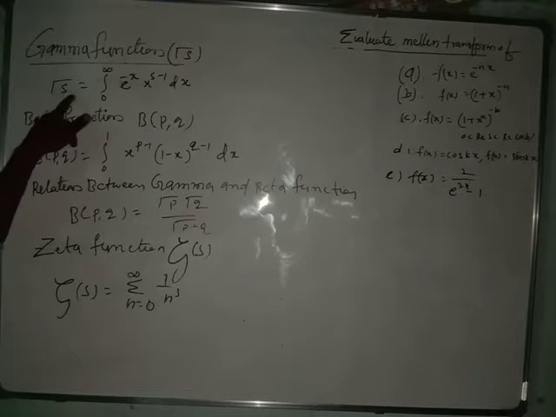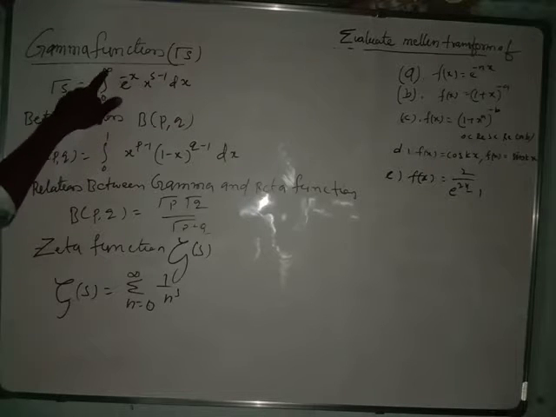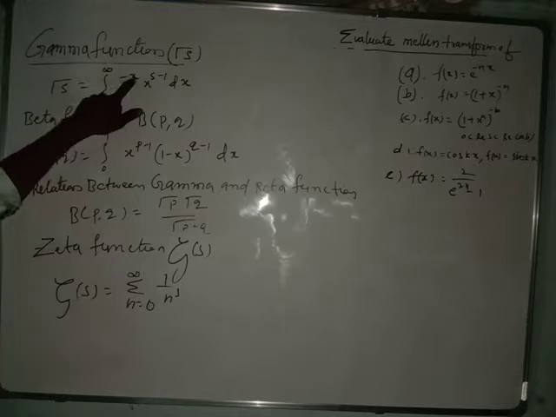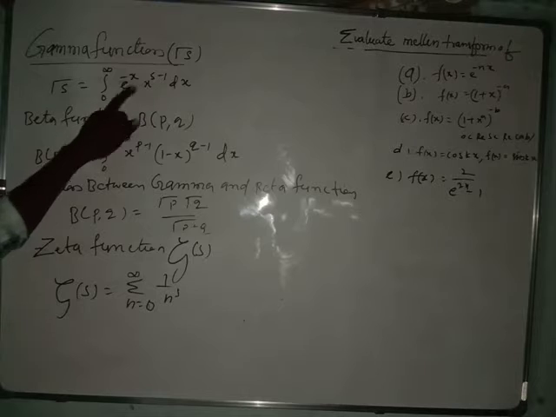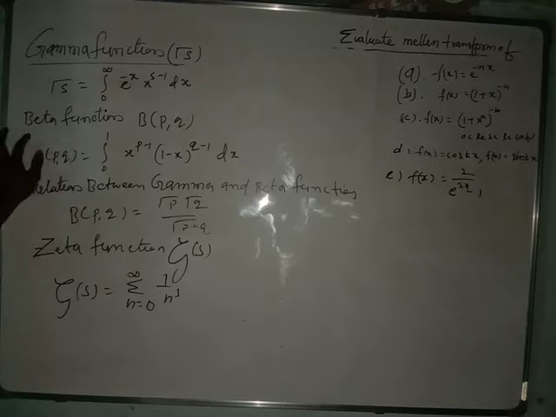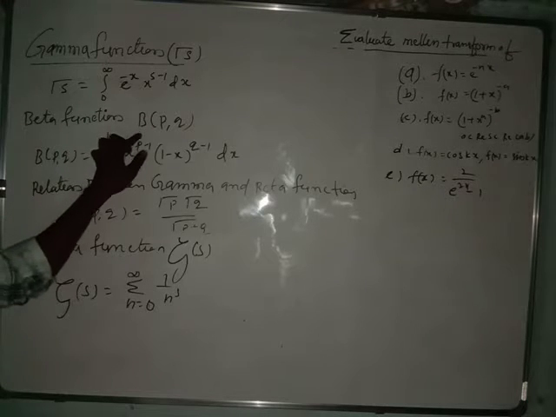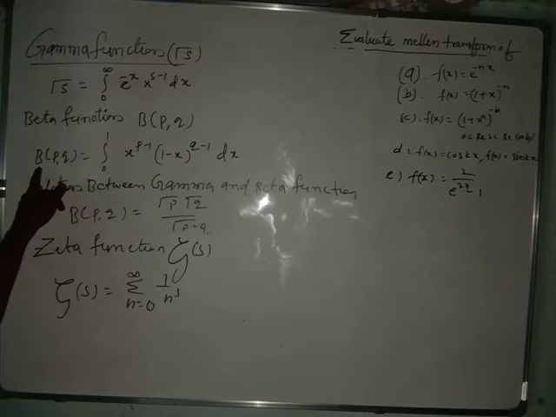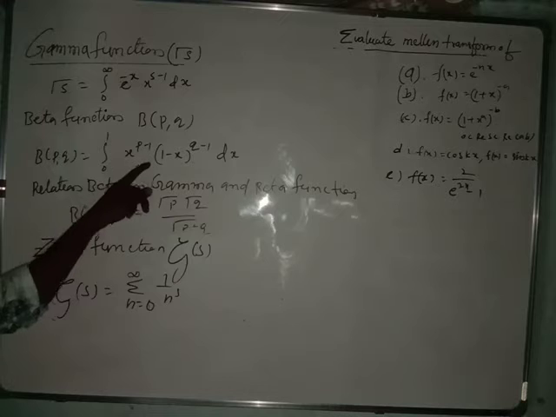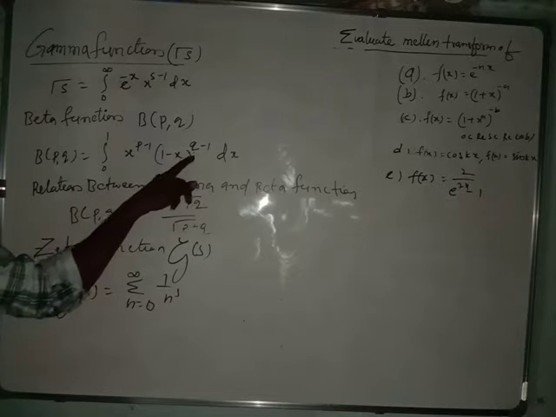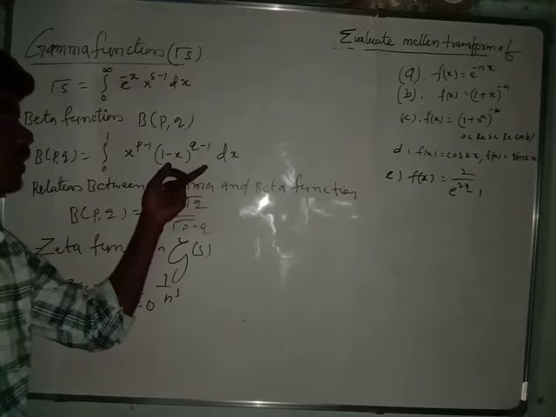Gamma of s is defined by the integral from 0 to infinity of e to the power of minus x times x to the power of s minus 1 dx. This is the gamma function. Now the beta function is denoted by beta of p comma q. Beta of p comma q equals the integral from 0 to 1 of x to the power of p minus 1 times (1 minus x) to the power of q minus 1 dx. This is the beta function.